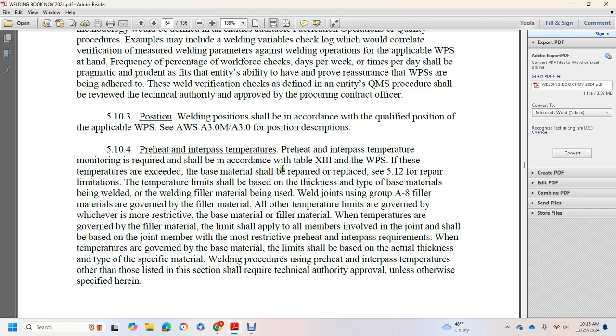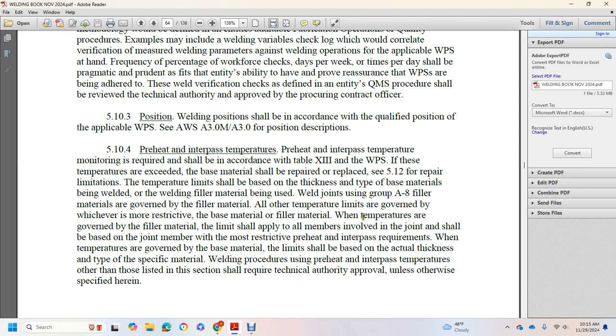If the temperature is exceeded, the base material shall be repaired or replaced. For repair limitations, the temperature limit shall be based on the thickness and type of the materials, as well as the welding filler metal used. Welding joints with the A8 group of filler materials are governed by the filler materials. All other temperature limits are governed by whichever is more restrictive, the base material or the filler material, and the weld temperatures are governed by the filler material.